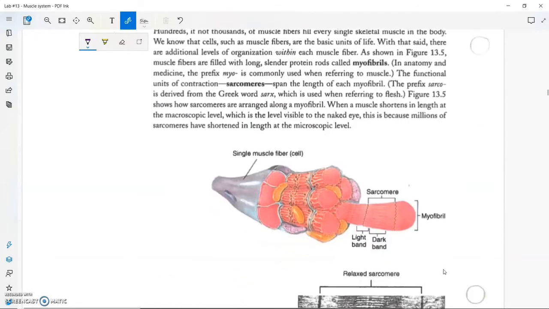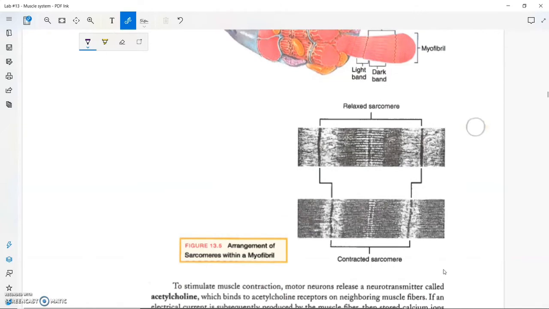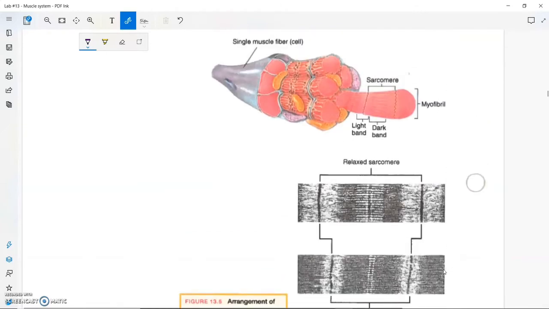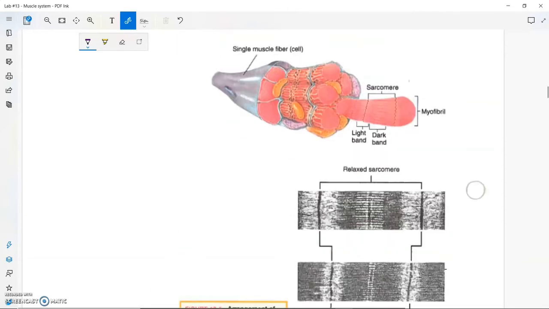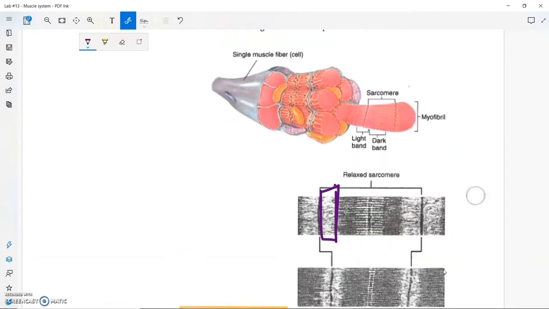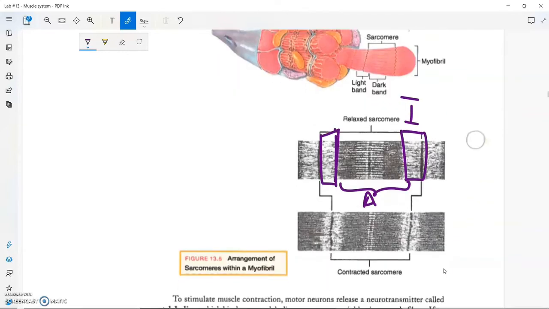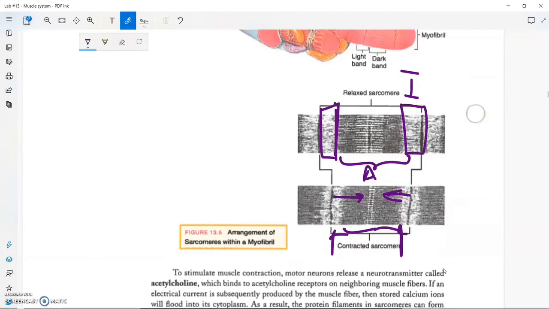Now, the contractile unit of the muscle is the sarcomere. It consists of two halves of an I-band. This is an I-band and this is the other I-band. And in the center, it's an A-band. So when a sarcomere contracts, the ends of the sarcomere come closer. The I-band basically disappears. The A-band does not change.